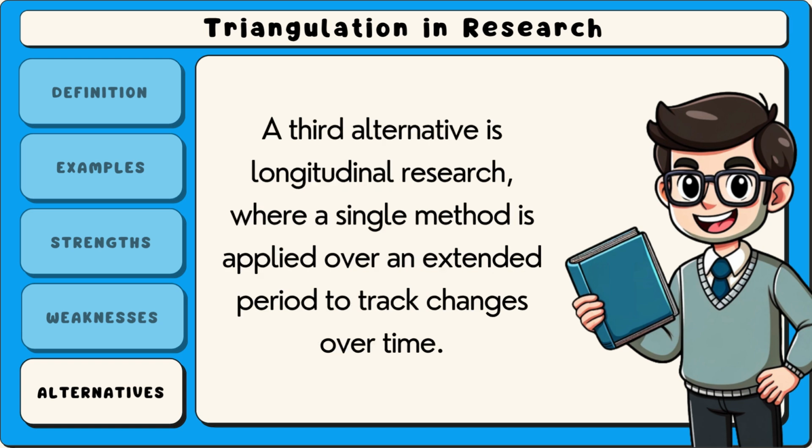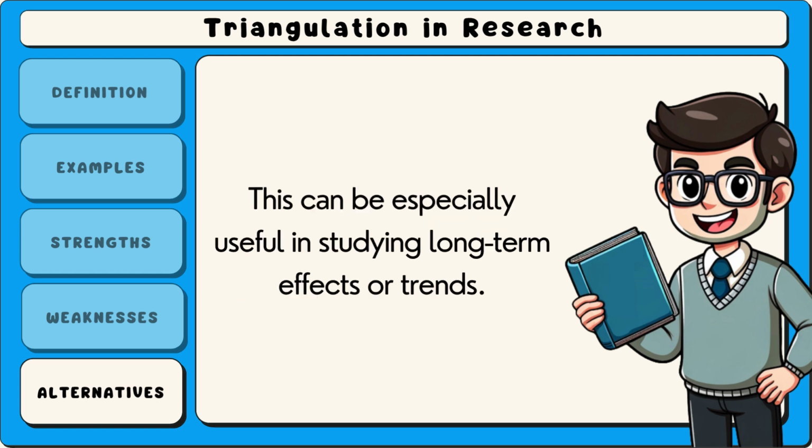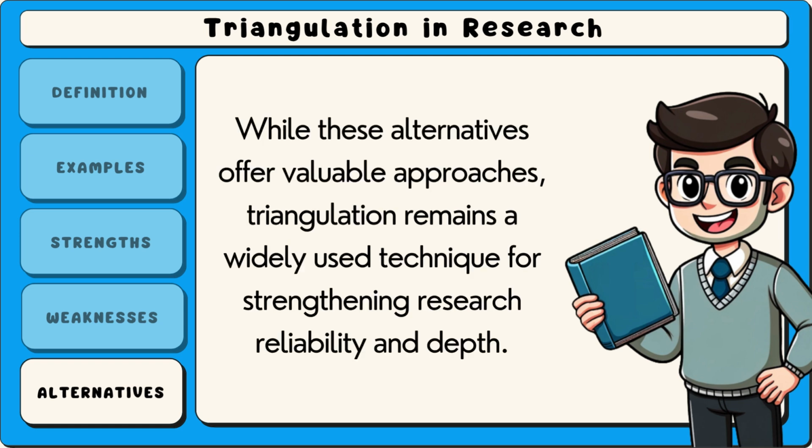A third alternative is longitudinal research, where a single method is applied over an extended period to track changes over time. This can be especially useful in studying long-term effects or trends. While these alternatives offer valuable approaches, triangulation remains a widely used technique for strengthening research reliability and depth.